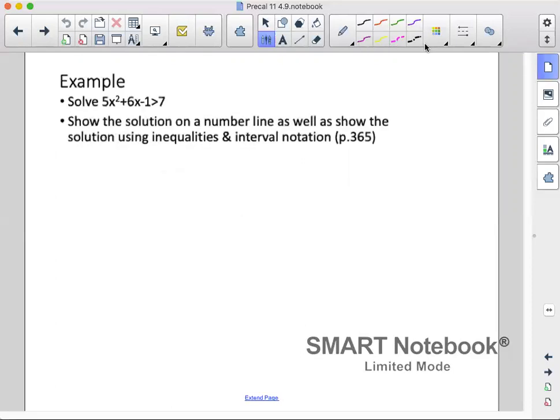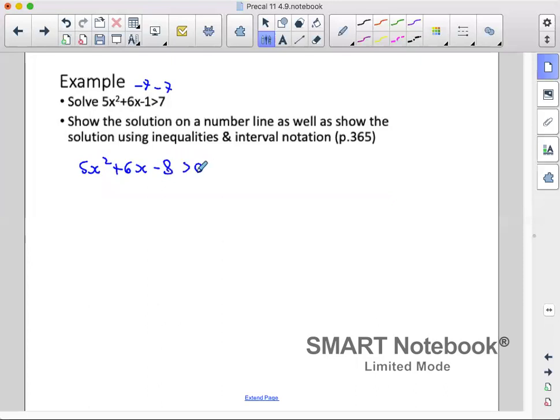So for example, solve 5x squared plus 6x minus 1 is greater than 7, and show our solution on a number line, as well as show the solution using inequalities and interval notation. So I would move the 7 to the other side by subtracting it from both sides. So we have 5x squared plus 6x minus 8 is greater than 0.